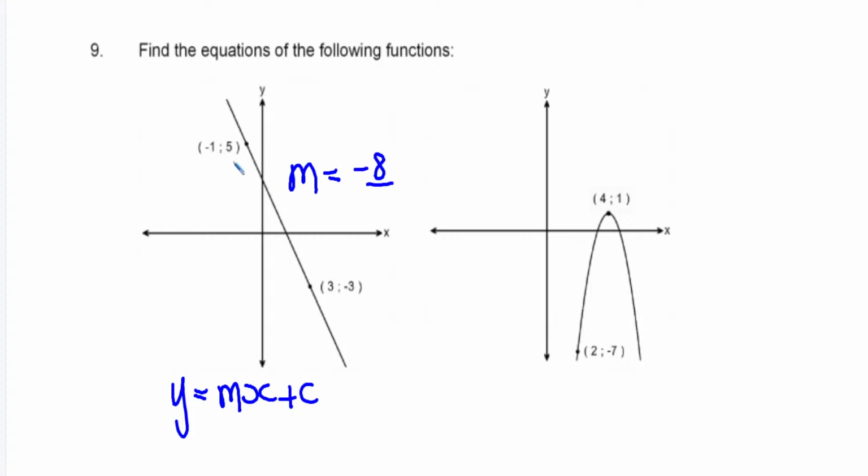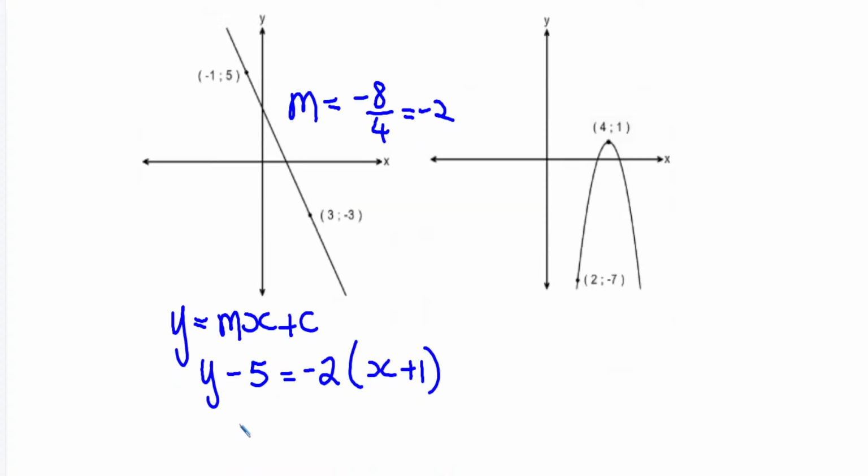It's running across 4. The gradient is negative 2. And I wanted to go through one of these points. As you know, I like to use this form: y minus a y value is the gradient times x minus the x value, x minus minus 1, x plus 1, right? And that all comes out in the wash to y equals negative 2x plus 3.